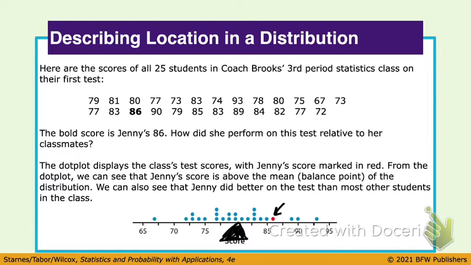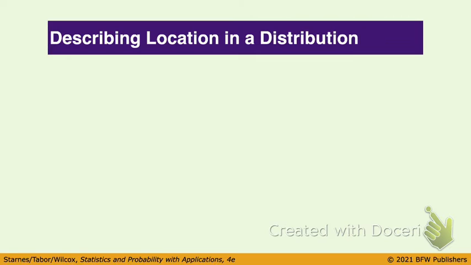So one way that we can describe Jenny's location within this distribution is something called a percentile. We can describe Jenny's location by describing what her percentile is in this distribution.